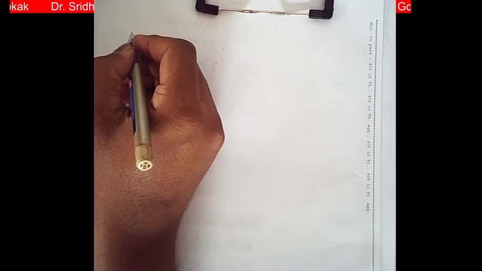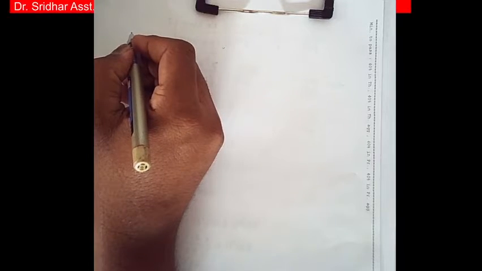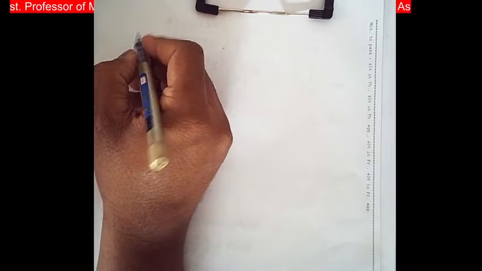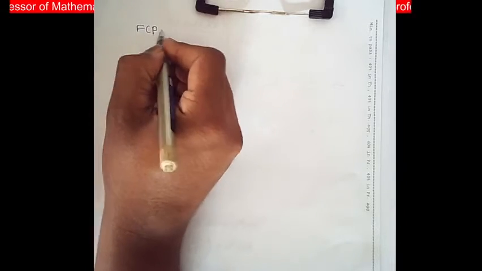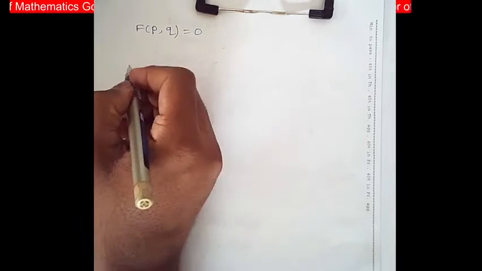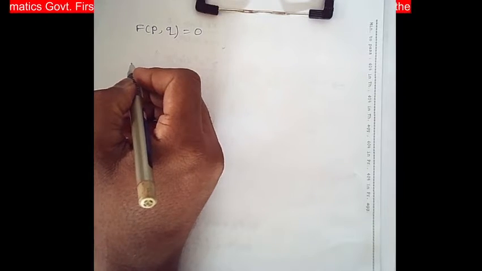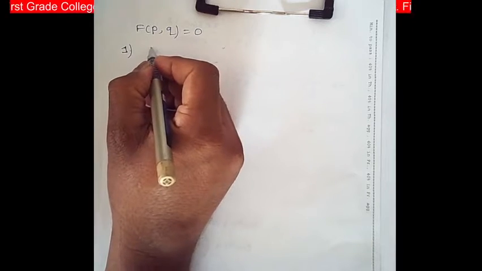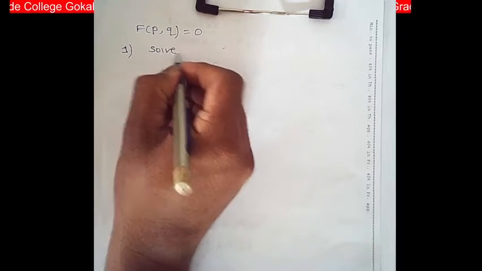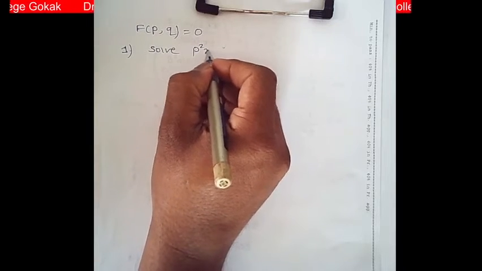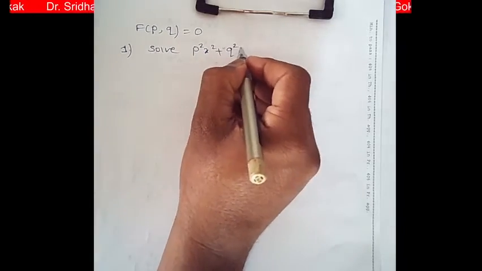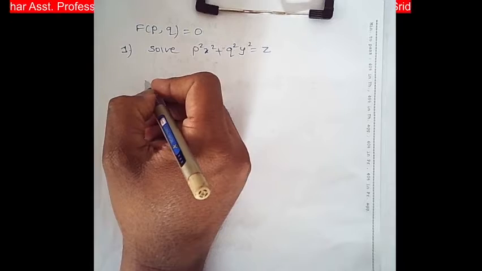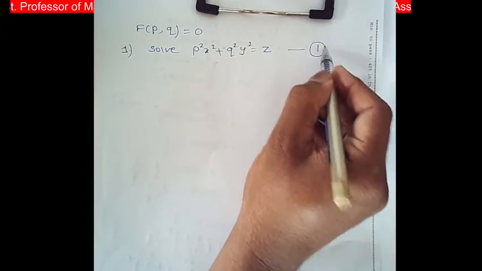So today, one more problem we solve on non-linear equation of the form f of p, q is equal to 0. So the problem is: solve p square x square plus q square y square equal to z. Now this is equation 1.